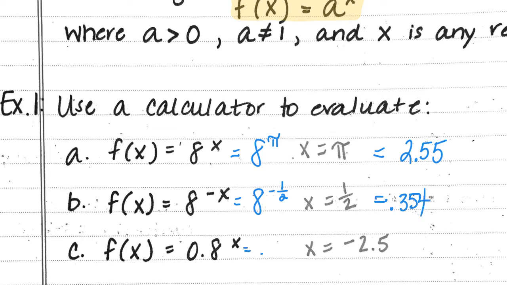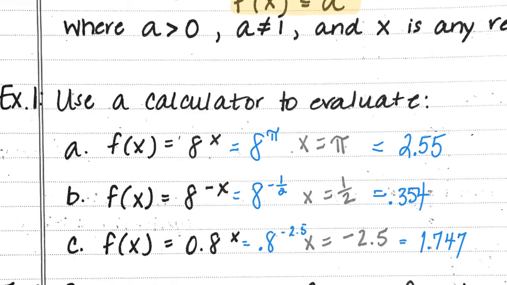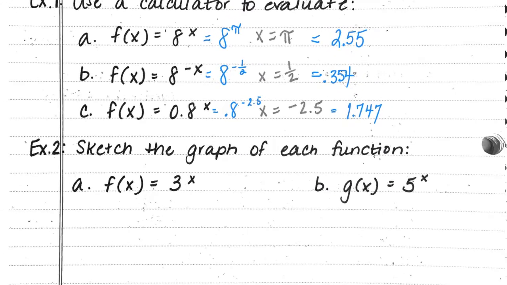And this one is saying 0.8 to the negative 2.5. And when I put that in my calculator, I get approximately 1.74. Let's round up to 7. Now, I would like you to explore these on your TI.